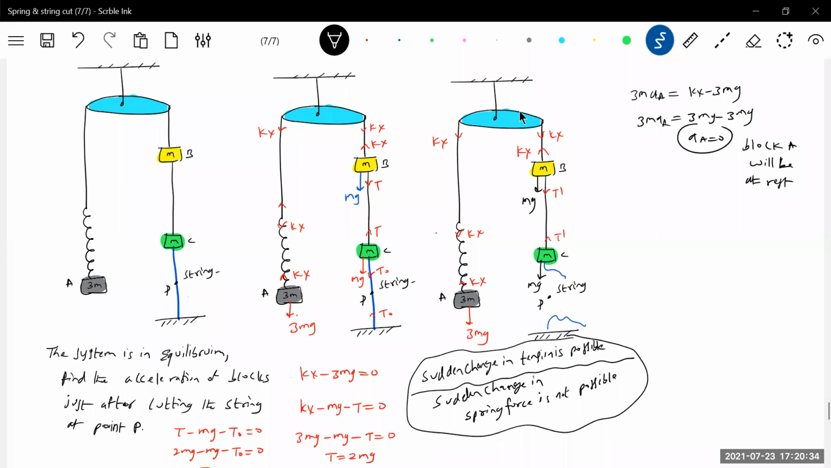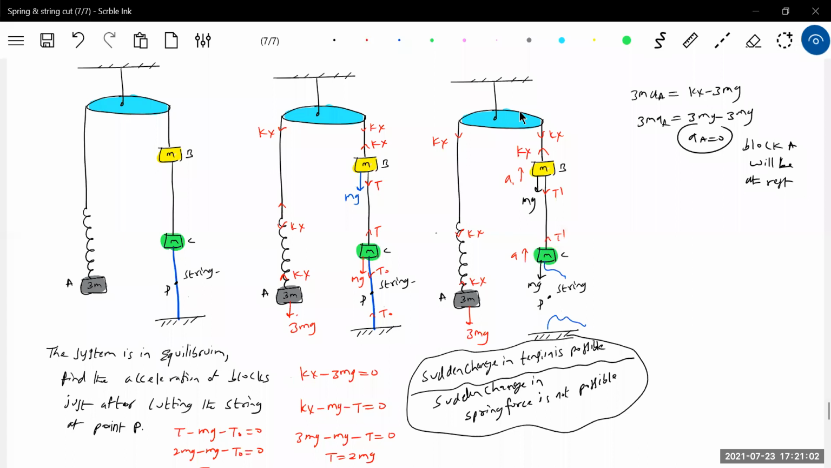Now come to this one. So yes, there will be some change in tension. Why are you changing it? Why don't you keep T only? No, earlier you see that mg plus T naught were there. Now this T naught has suddenly vanished. This tension has to change, so I will put T dash. Now kx, look at the spring force, how much kx is there. This force should make it accelerate up.